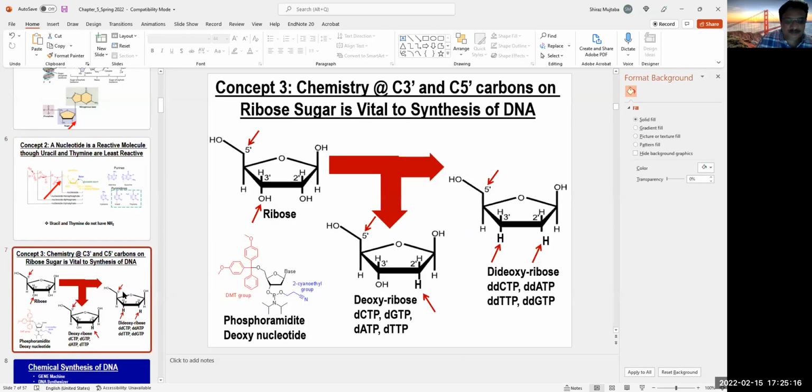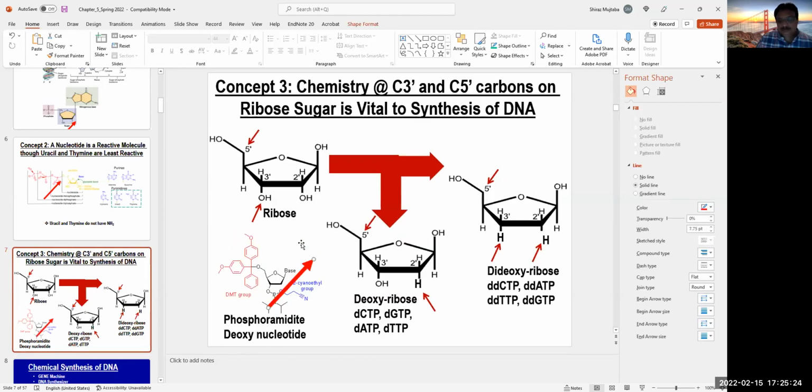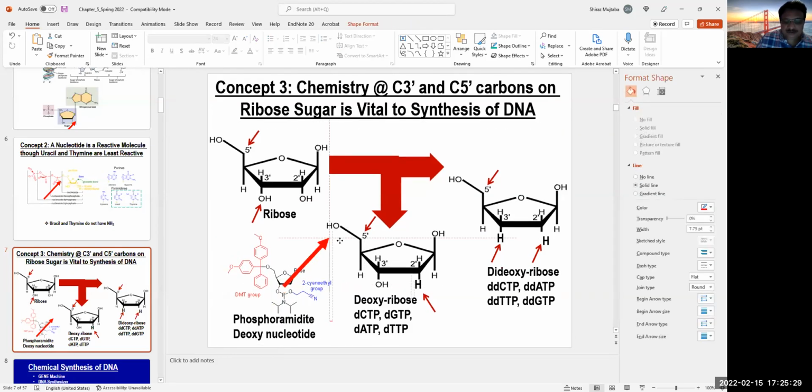Now, another important part of the chemistry is that, look at deoxyribose, or let's just start with ribose. Both of them, deoxyribose and ribose, have 5 carbon atoms each. But the difference is ribose has OH at 2 prime, the second carbon atom, whereas deoxyribose has only hydrogen.